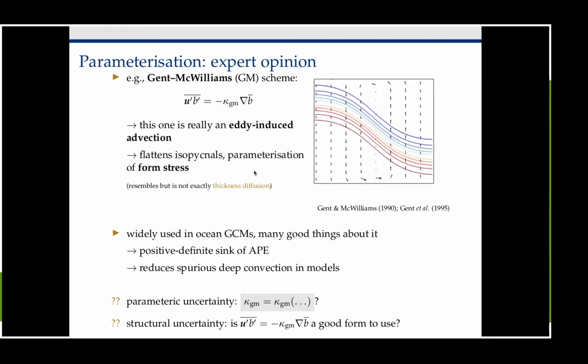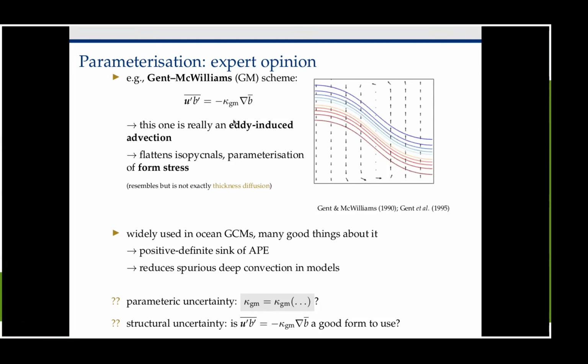The introduction of the GM scheme essentially fixed the problems with ocean models in the 90s. You had a lot of spurious deep convection, so the ventilation was much larger than it should be. The GM scheme removes that.